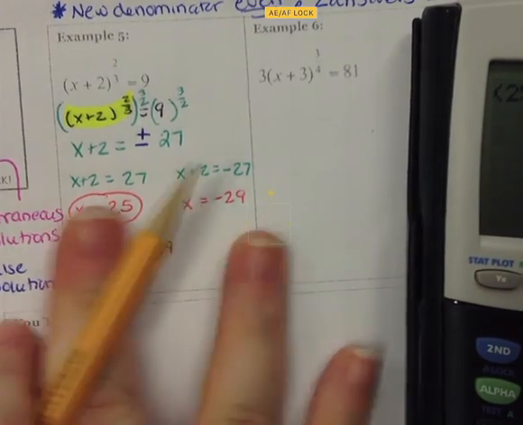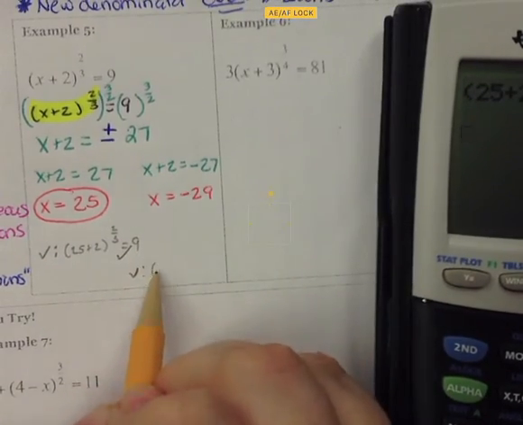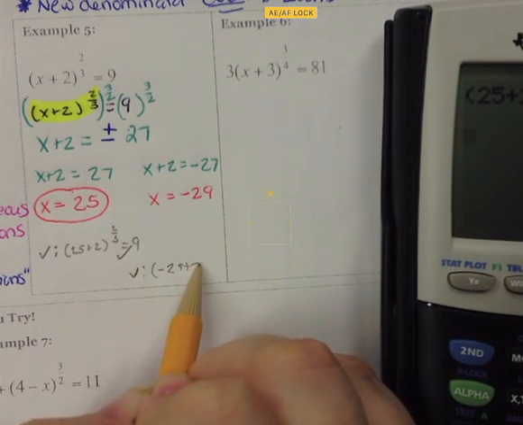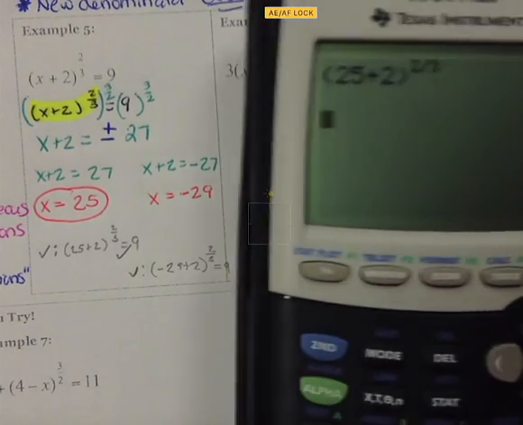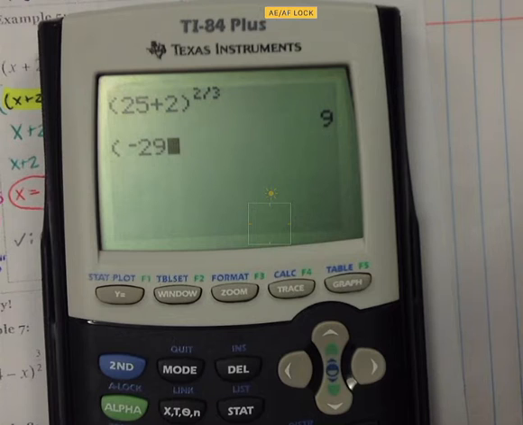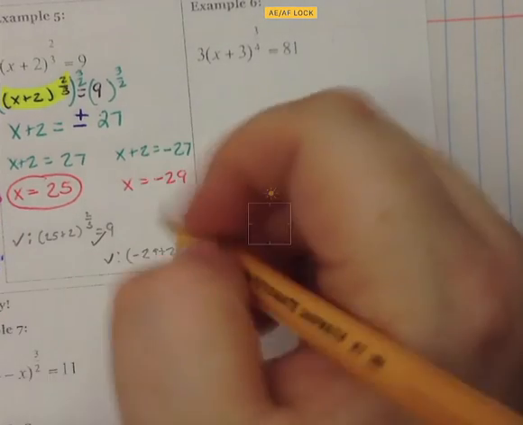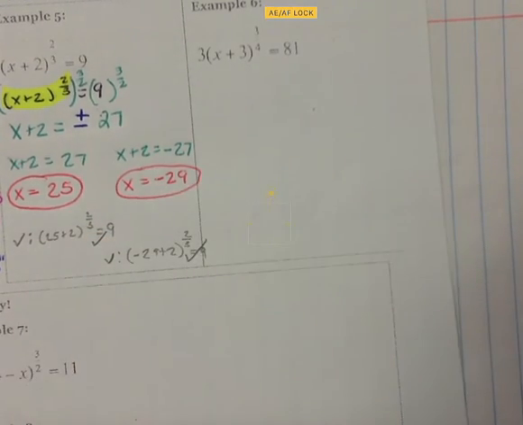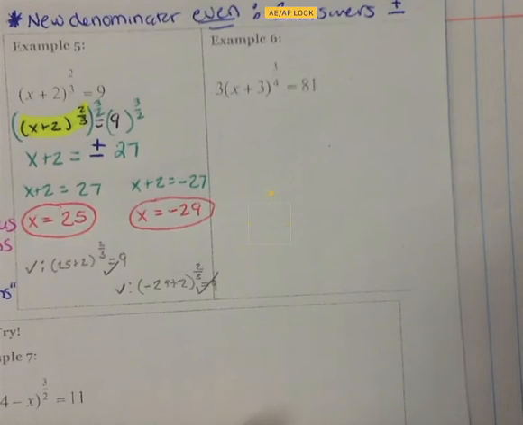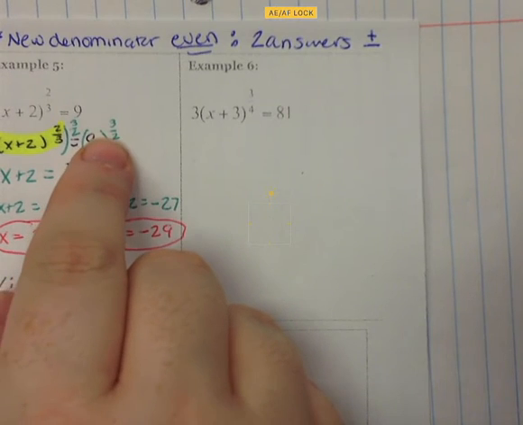Now we do the same thing with the second one. We do our check. We do parentheses, negative 29 plus 2, parentheses raised to the 2/3 is supposed to give us 9. It does. So that's a check as well. That means that x equals negative 29 also works. That means that it is not extraneous.